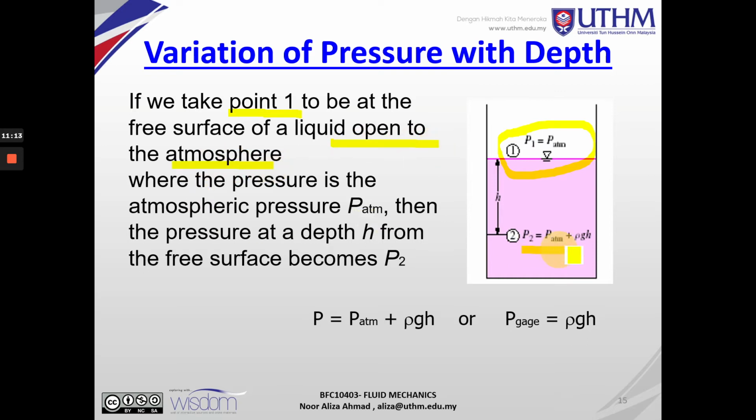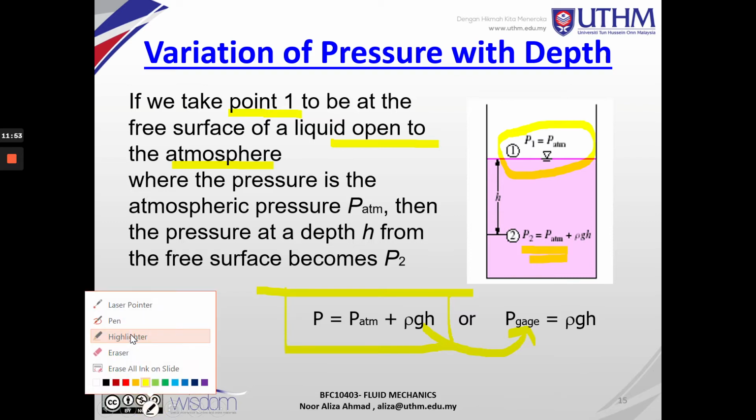For P2, we use this equation: the pressure at this point at depth h is equal to P atm plus the pressure due to depth, rho g h. So P gauge is rho g h, and we use this equation.